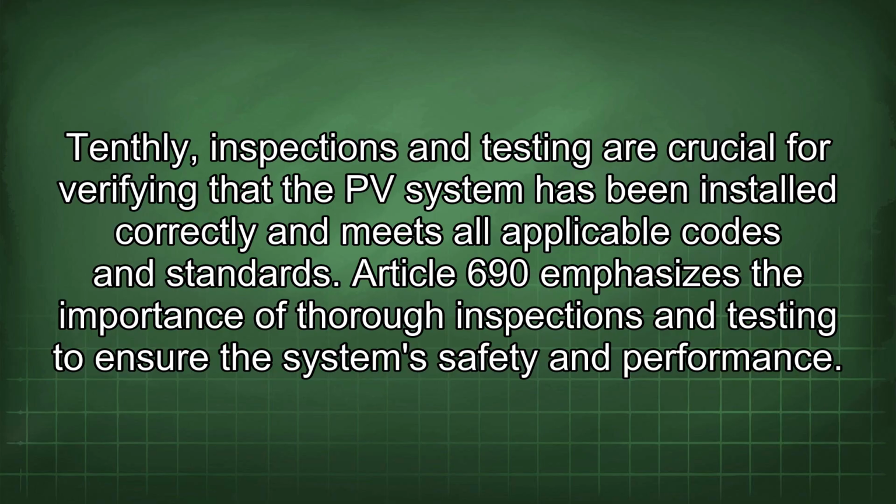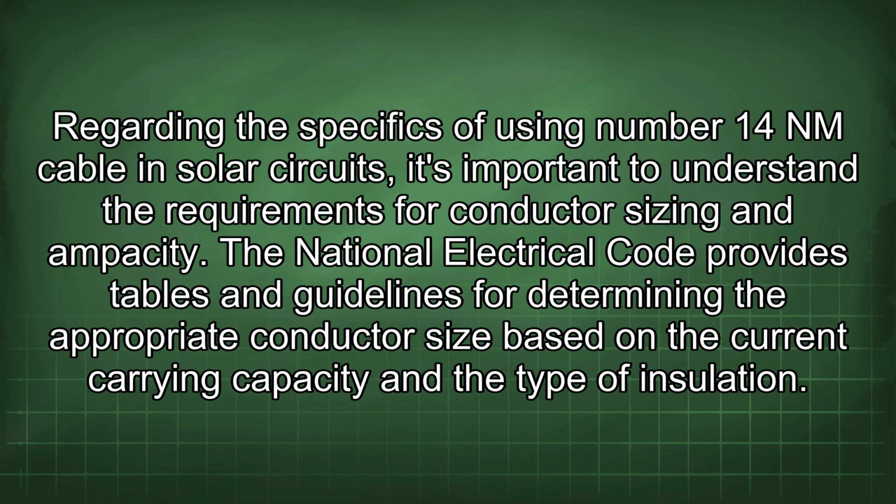Tenthly, inspections and testing are crucial for verifying that the PV system has been installed correctly and meets all applicable codes and standards. Article 690 emphasizes the importance of thorough inspections and testing to ensure the system's safety and performance. Regarding the specifics of using number 14 NM cable in solar circuits, it's important to understand the requirements for conductor sizing and ampacity.